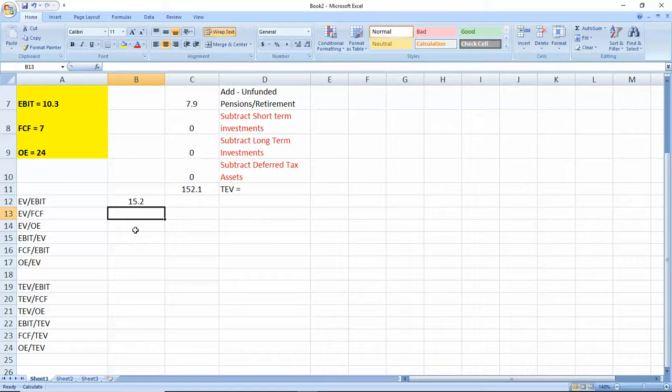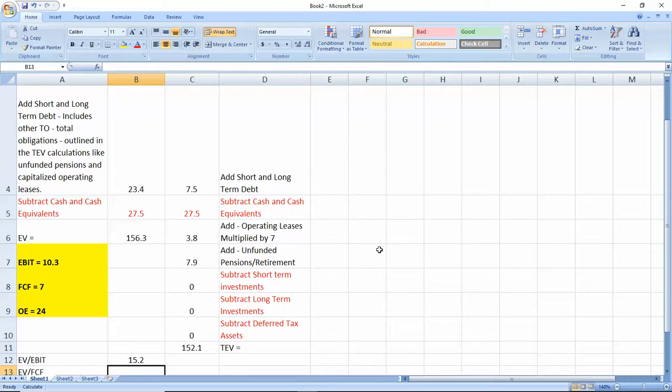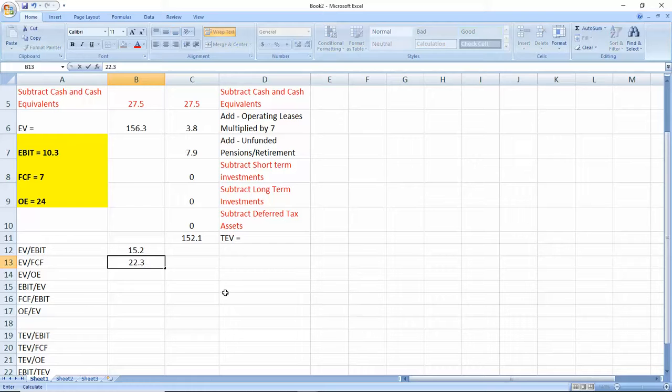So 156.3 divided by 7 equals 22.3. 22.3. 156.3 divided by 24, so 6.5.